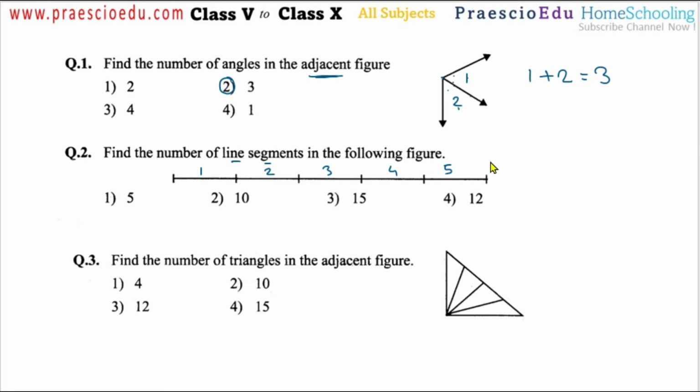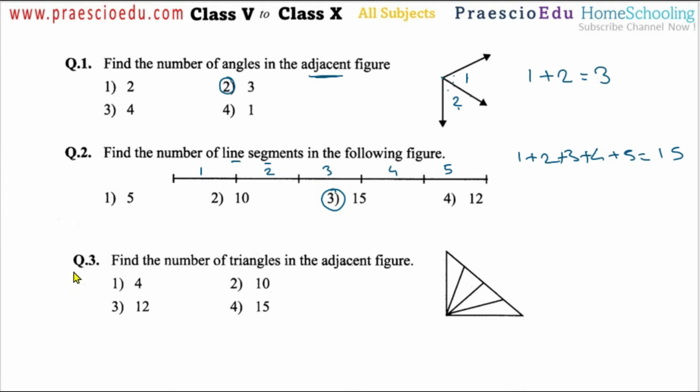So for this one, the formula is the addition of all the numbers, or we can say the triangular number of the higher number. We know the triangular number of any number means the addition of all the numbers from 1 till that number, okay. So 1 plus 2 plus 3 plus 4 plus 5 equals 15, and 15 is given in option number 3.